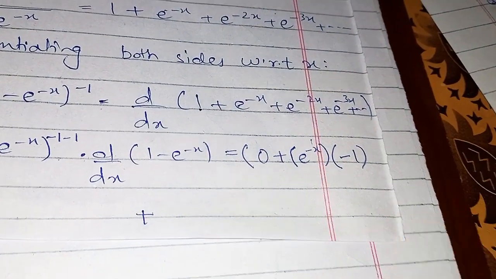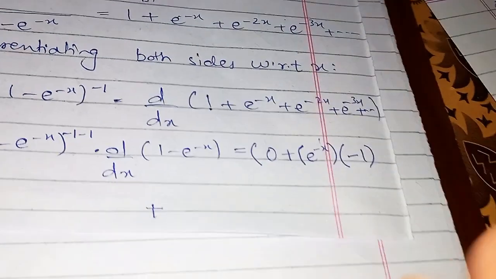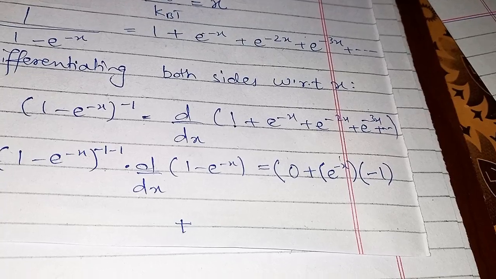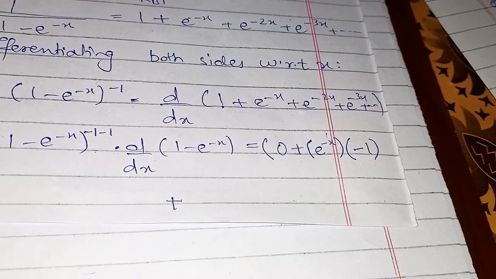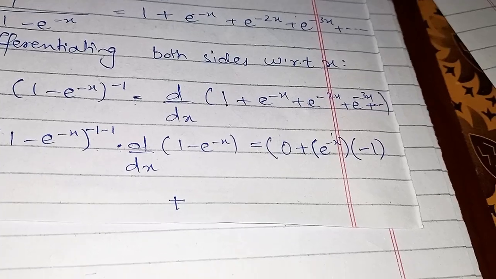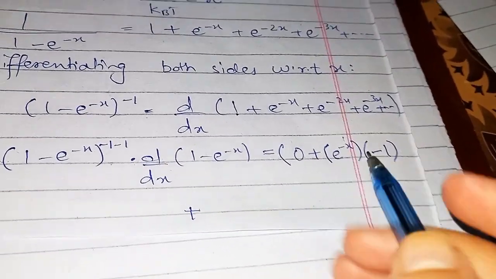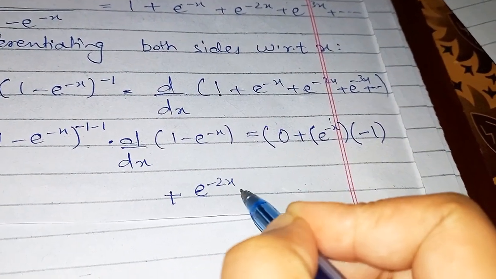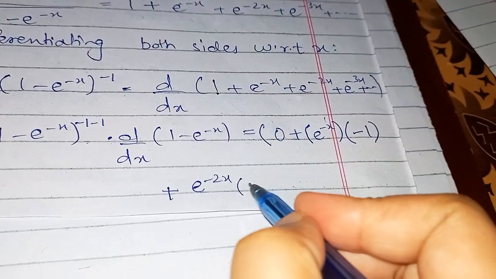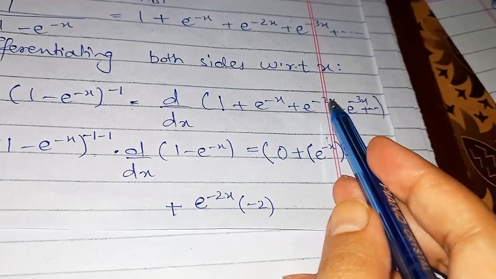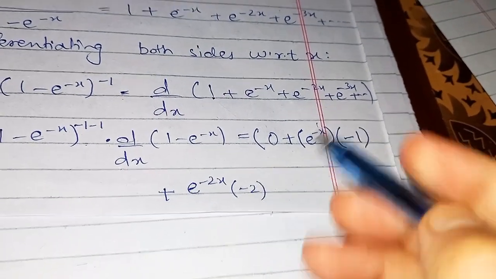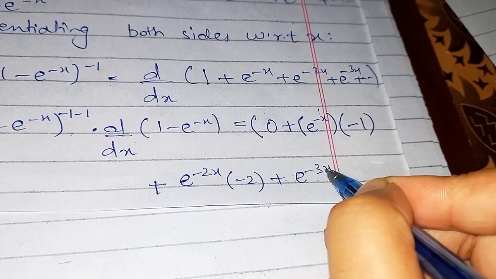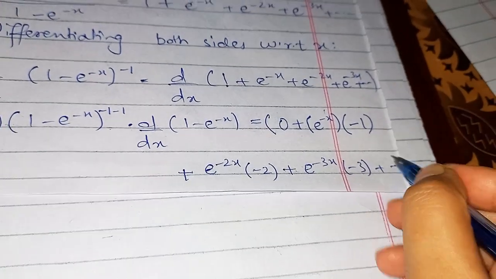we are almost done. Don't be afraid, it's just a simple method. When you practice it enough times, it will become really easy for you to do it repeatedly. So the derivative of e to the power minus 2x is e to the power minus 2x as it is, times the derivative of its power. The power is minus 2x, and its derivative is minus 2. And similarly, the derivative of e to the power minus 3x is e to the power minus 3x times minus 3, plus and so on.